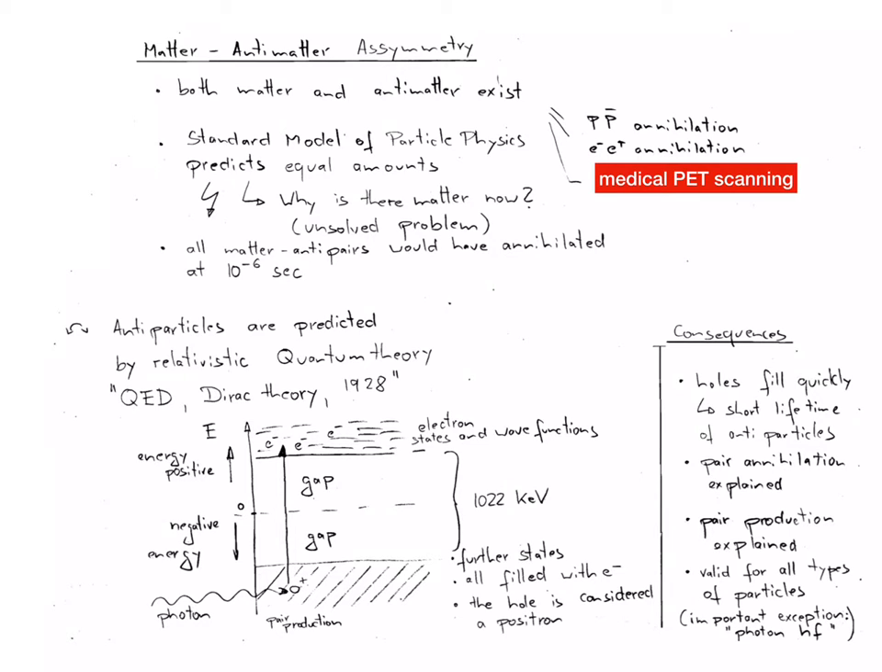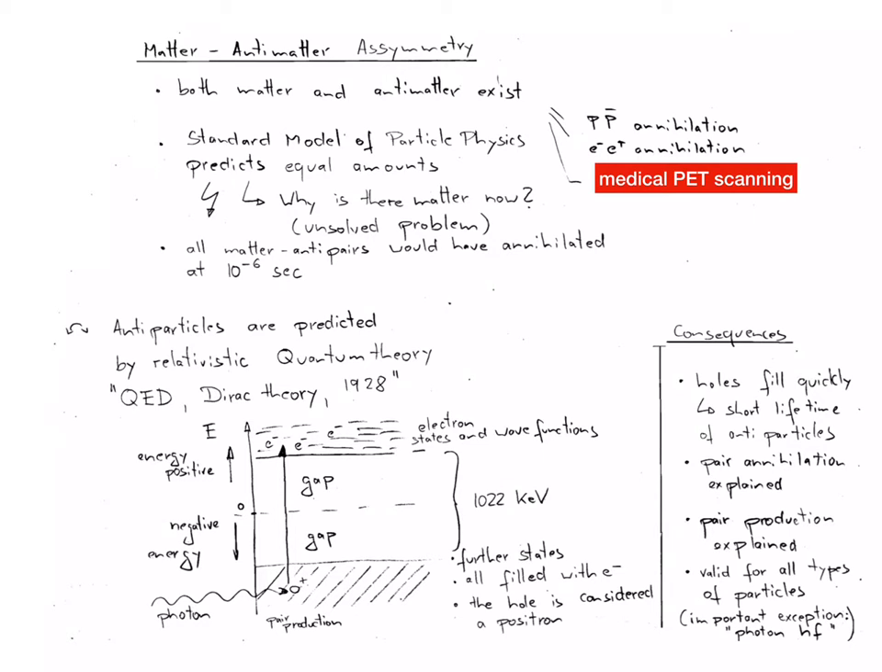Extensions of this Dirac theory from 1928 have been quite successful, since they explain the production of matter-antimatter pairs and also the annihilation of such pairs. The few holes in the negative energy continuum fill quickly, which is consistent with the observed short lifetime of antiparticles. This model is valid for all types of particles, with a few important exceptions like the photon.